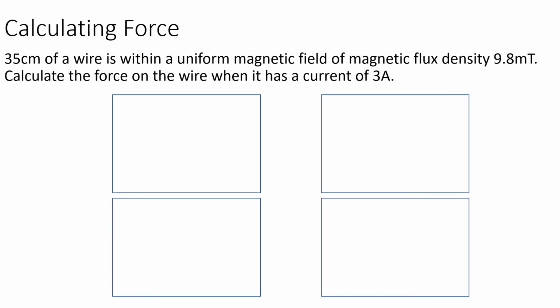Finally, for calculating force, 35 centimeters of a wire is within a uniform magnetic field of magnetic flux density 9.8 milliteslas. Calculate the force on the wire when it has a current of 3 amps. Complete all 4 steps yourselves.